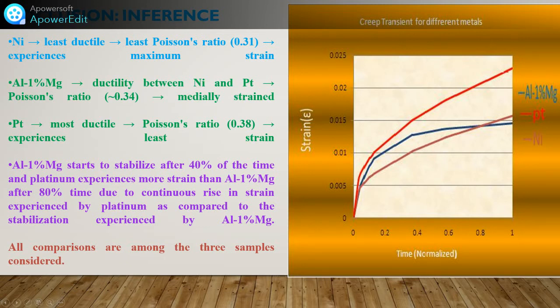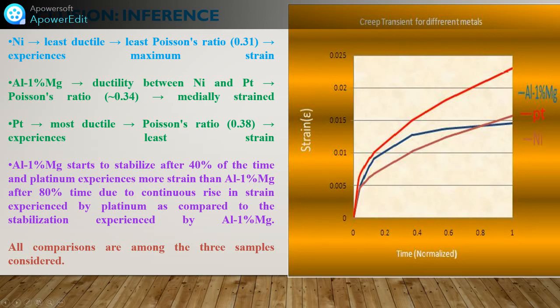2. Second conclusion: aluminum and 1% magnesium show ductility between nickel and platinum, with their Poisson's ratio near about 0.34. It shows medially strained. 3. Third conclusion: platinum shows most ductile, with the highest Poisson's ratio, and it experiences least strain.